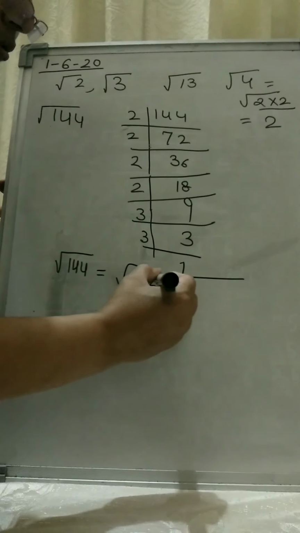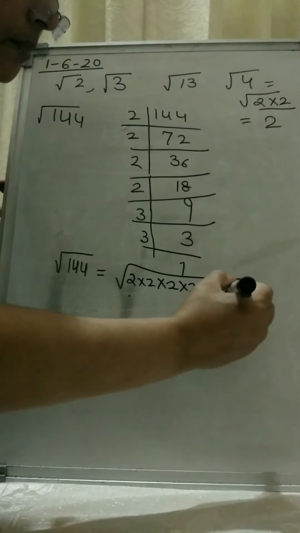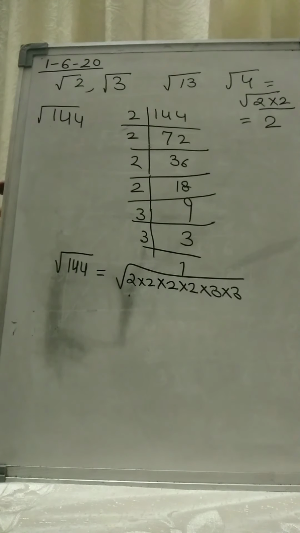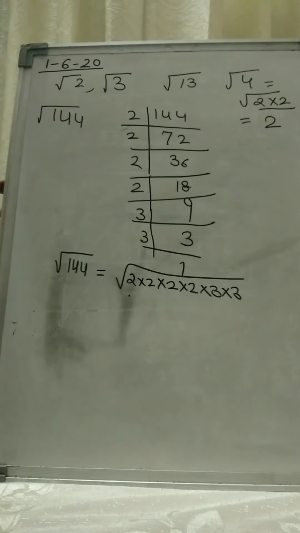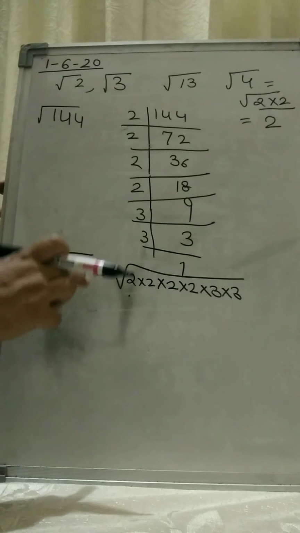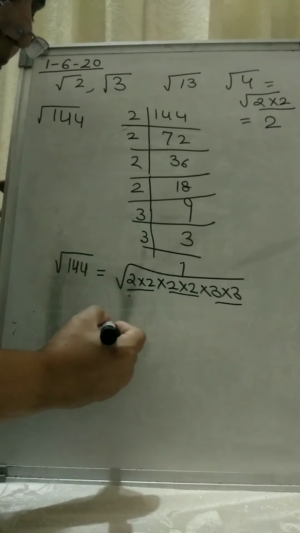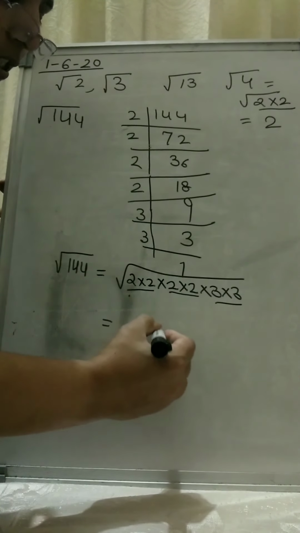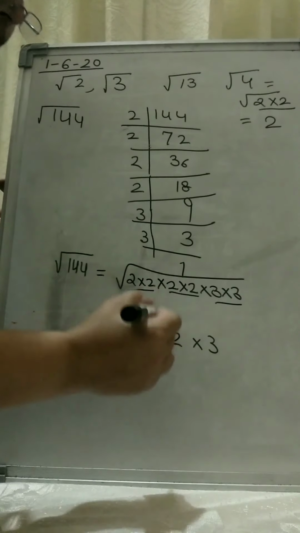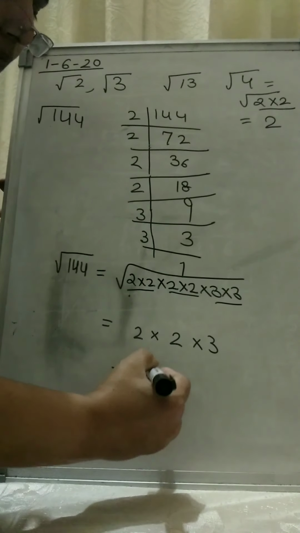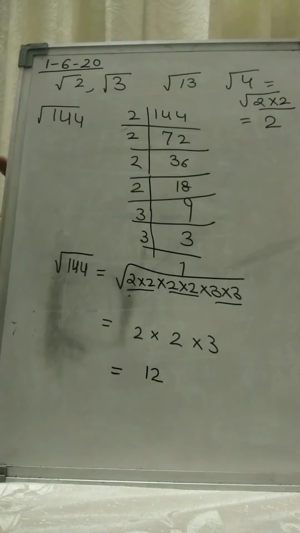2 multiplied by 2, multiplied by 2, multiplied by 2, multiplied by 3, multiplied by 3. Now write all the factors of the prime factorization here for 144. Now make the pairs. From each pair, take 1 and the sign of the root goes away and your answer becomes 12. This is when the number is a perfect square number.